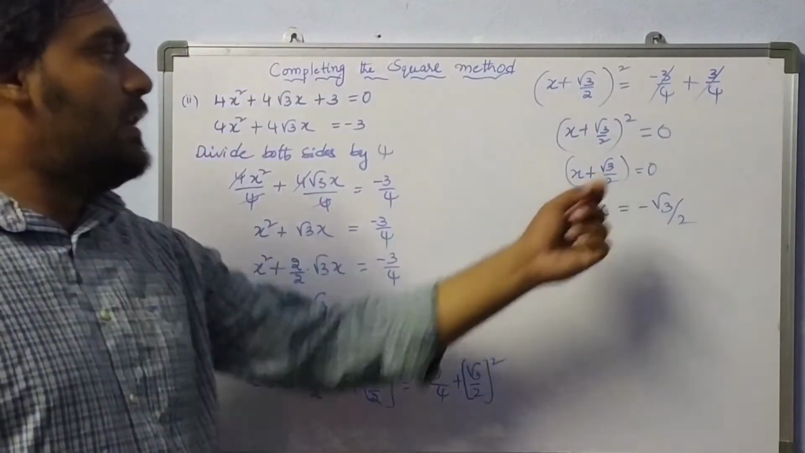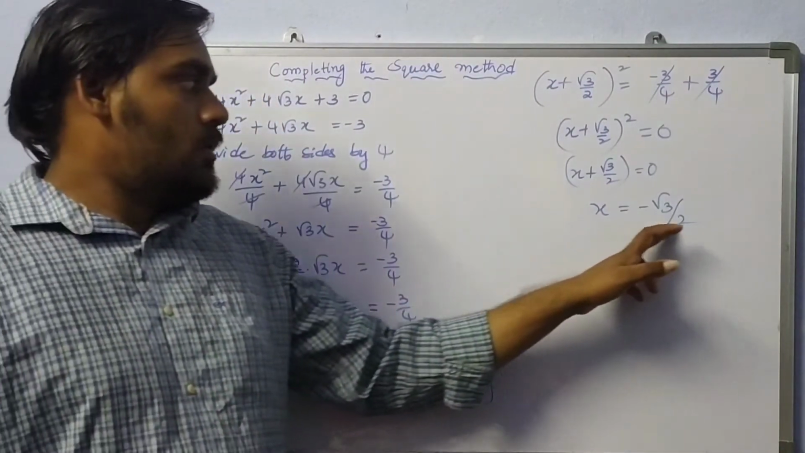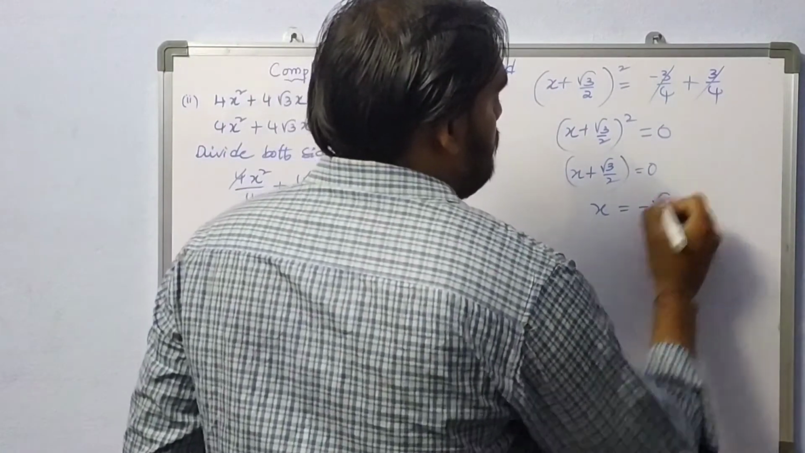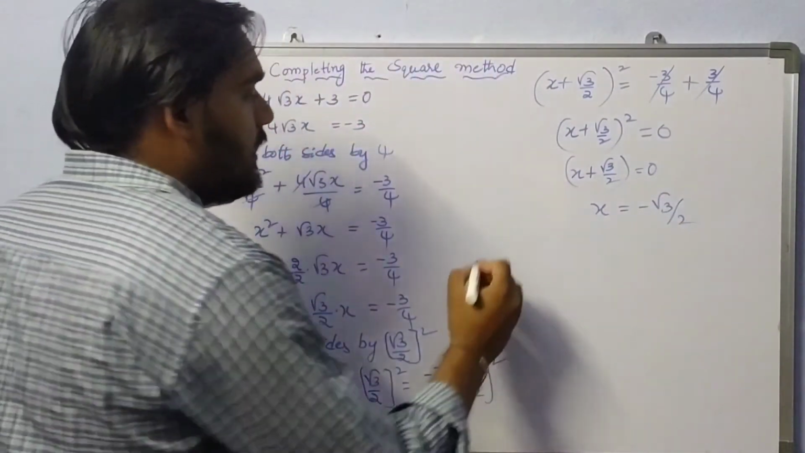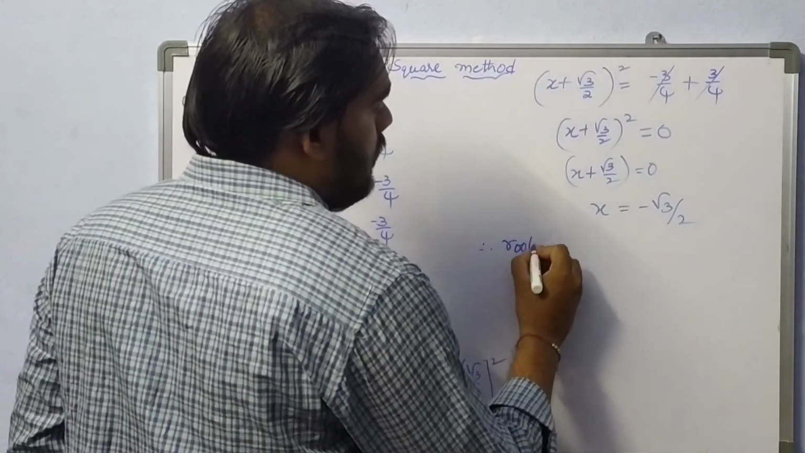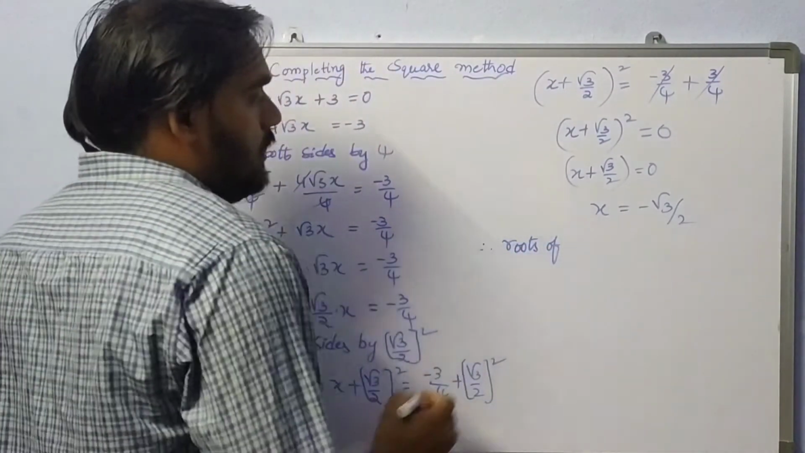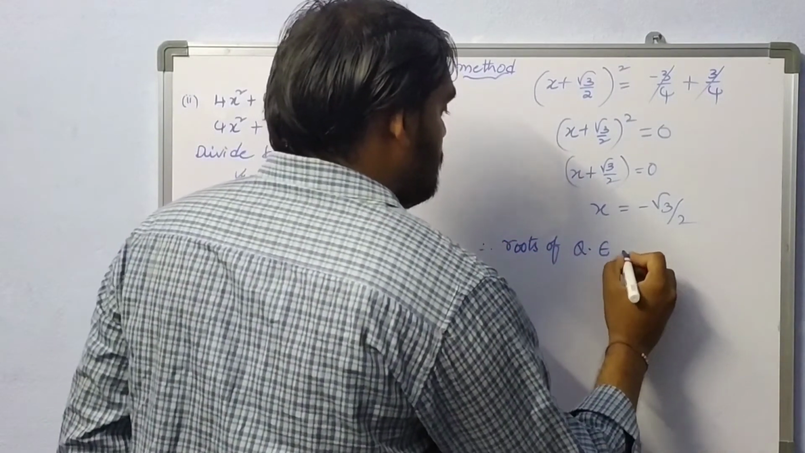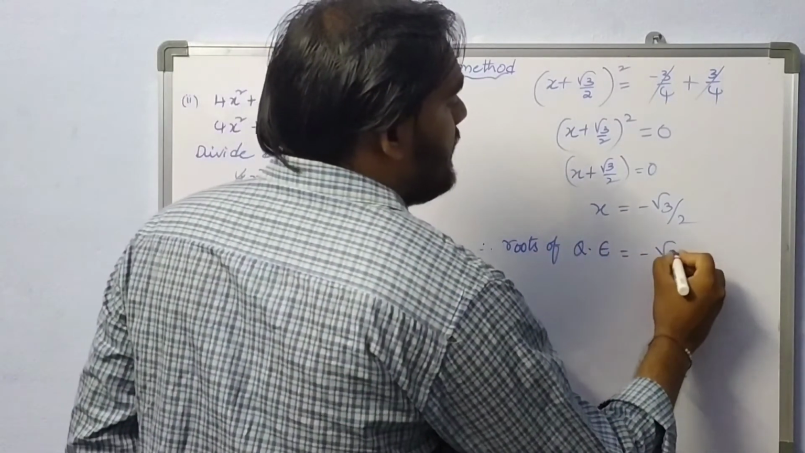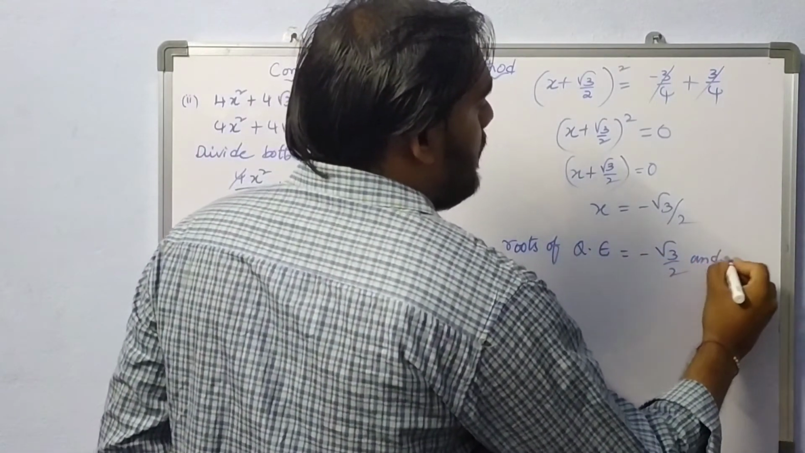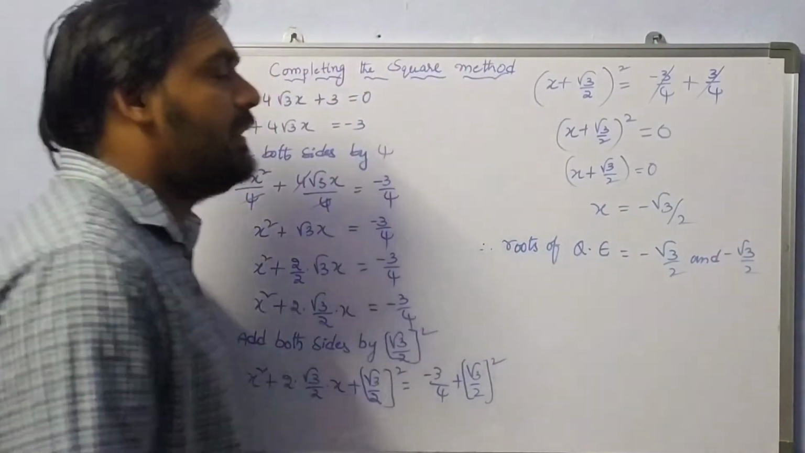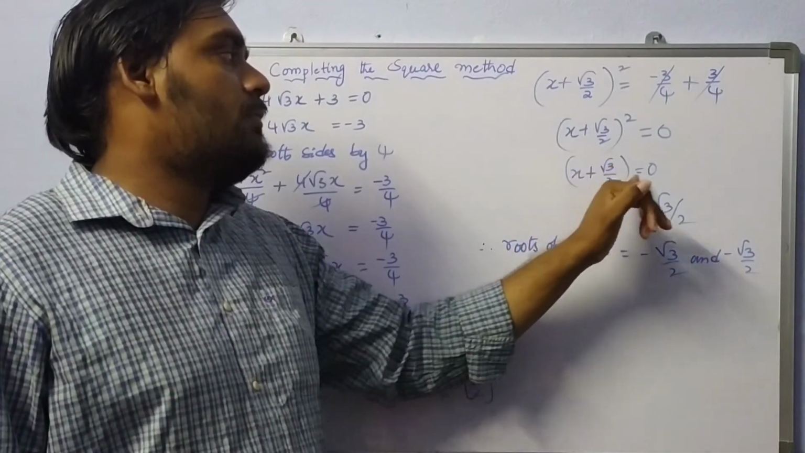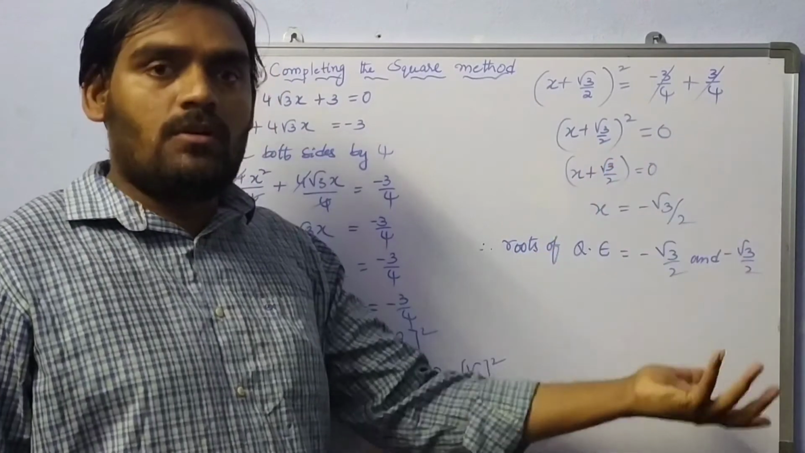See here we got only one solution for this one. So another solution also we will get x is equal to minus root 3 by 2 only. Therefore roots of quadratic equation are minus root 3 by 2 and minus root 3 by 2. See here x plus root 3 by 2 whole square is equal to 0. So at the time x plus root 3 by 2 is equal to 0 or x plus root 3 by 2 is equal to 0.